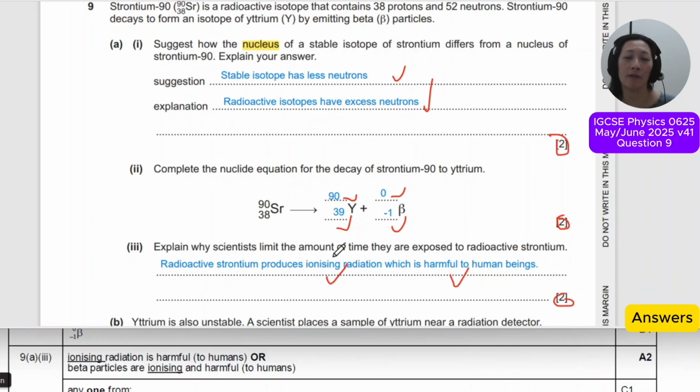So although it might look like just one sentence, it's actually made up of 2 parts, ionizing and harmful. That's why you'll get 2 marks. So that's why it's one sentence here in this mark scheme.